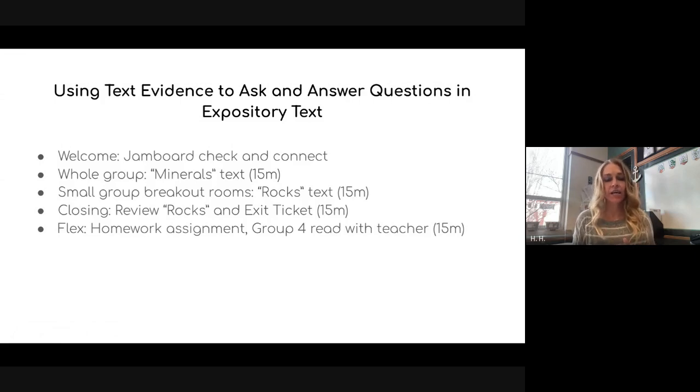And then at the end of our lesson today, we're just going to quickly review rocks. That's what you'll be reading with your small group. You will have an exit ticket that's inside of Google Classroom. That's why that tab should be open. And then we're going to talk about your homework expectations. And today, group 4, you're going to stay and read with me. We're going to talk about the text as a team.